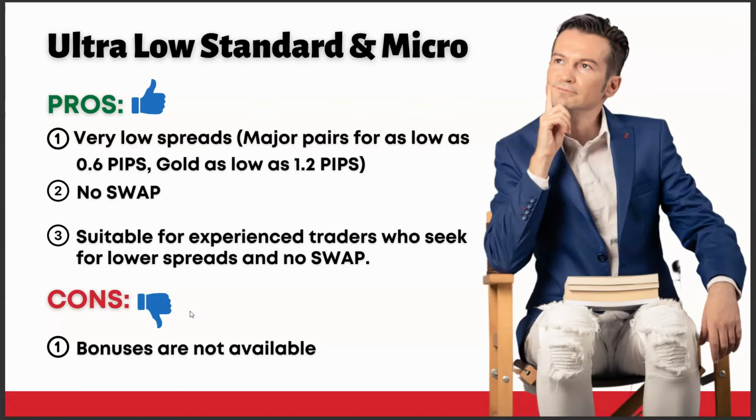Now, if you want to minimize your fees, or maybe you're an experienced forex trader who just wants to migrate to XM, then I would suggest you choose between ultra low standard and ultra low micro account types. As you can see here, it doesn't have a swap, and it has the lowest spreads on the major currency pairs for as low as 0.6 pips and 1.2 pips in gold. And again, this is suitable for experienced traders, and the only downside is that it doesn't have bonuses included, unlike the standard and micro accounts.